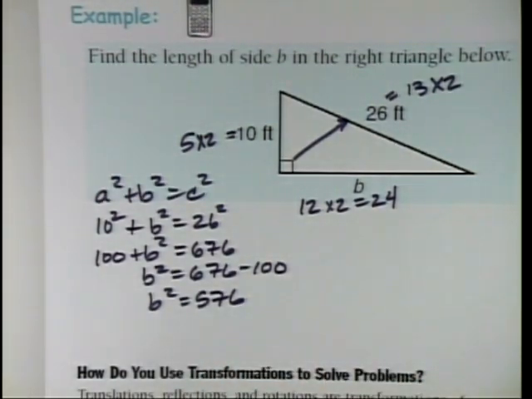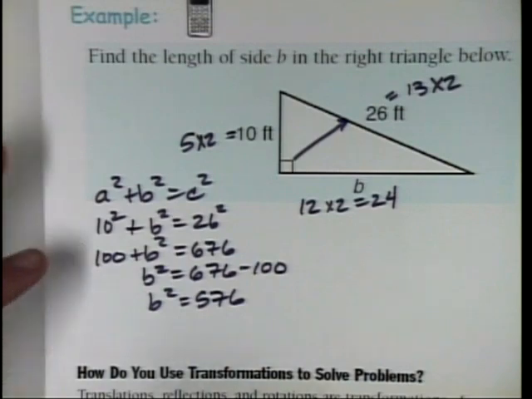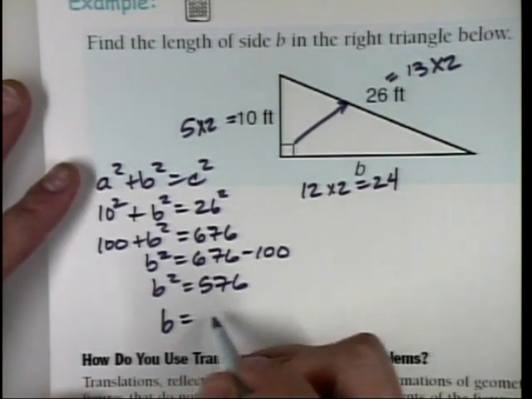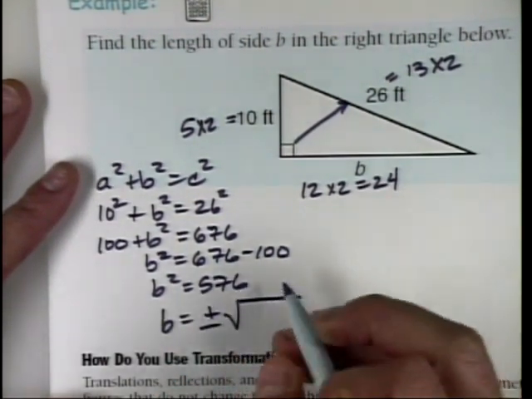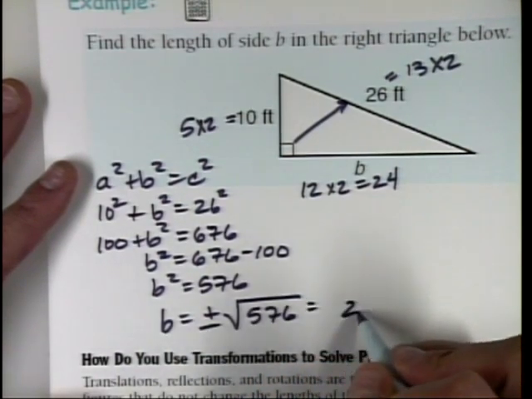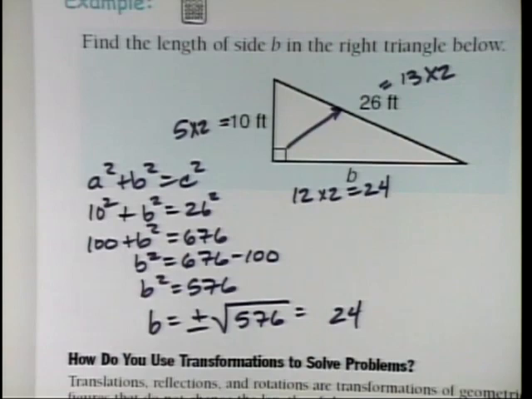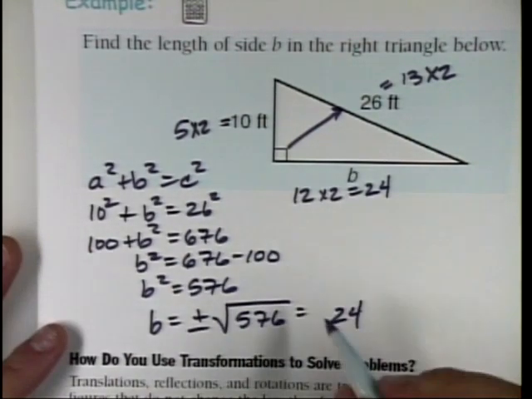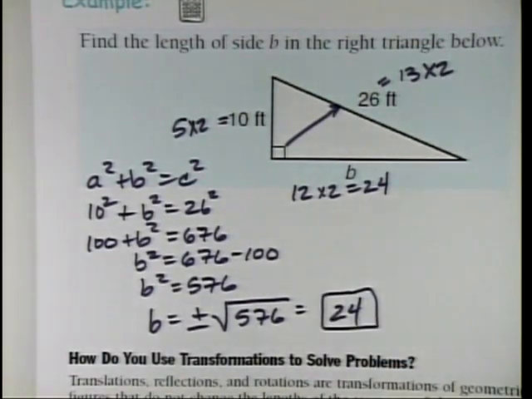You have to take the square root of both sides, and there's a button on your calculator for that. So b is going to be plus or minus, you have to remember to add that, the square root of 576, which is going to give us 24. Now, do we really want the negative version of 24 in this case? The answer is no, because we're talking about a side length. So positive 24 would be the answer.